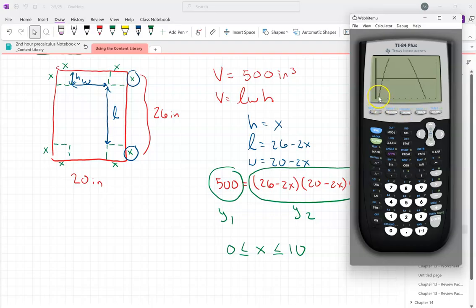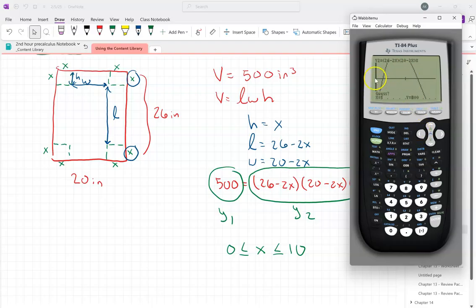There's my volume function. I see I get two solutions out of this. Let's find this one first. So I'll do second trace, and then I'm going to pick the intersect command. The calculator is going to ask me 3 questions: first curve, second curve, guess. Well, I only have 2 things graphed, so for first curve and second curve, I just press enter on each of those.